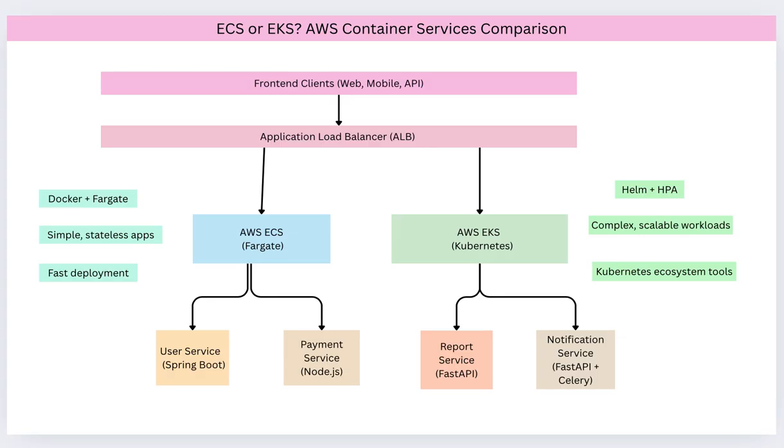Now let's look at AWS EKS, Elastic Kubernetes Service. This is a fully managed Kubernetes service from AWS, and we use it for more complex and scalable workloads that required advanced orchestration features.